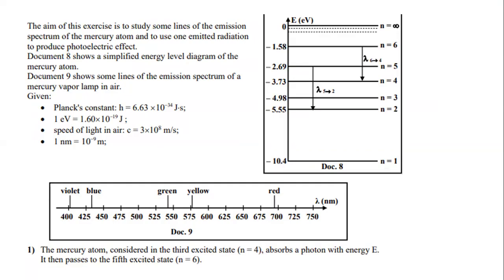So document 8 shows a simplified energy level diagram of the mercury atom. We have document 9, which shows some lines of the emission spectrum of the mercury vapor lamp and air. And you have all these givens.